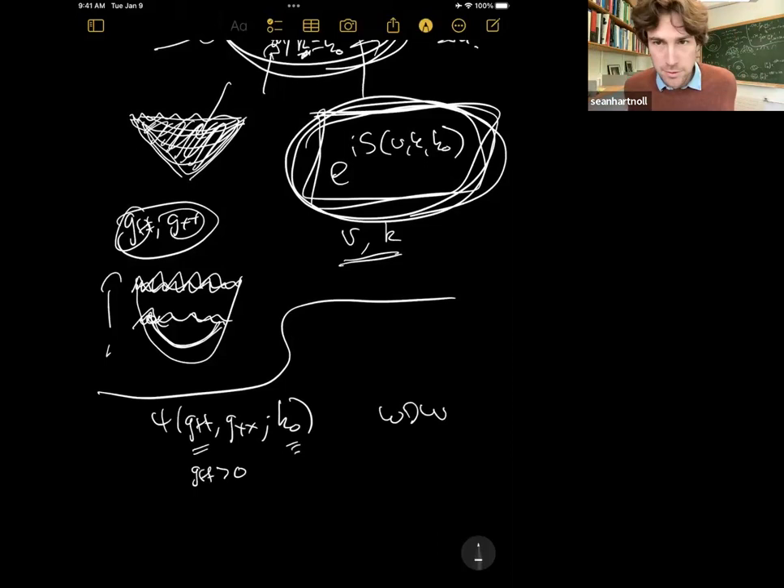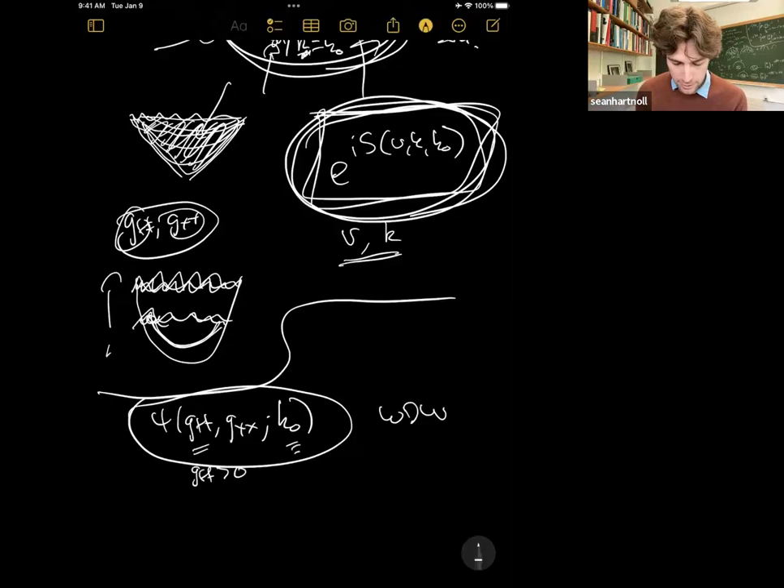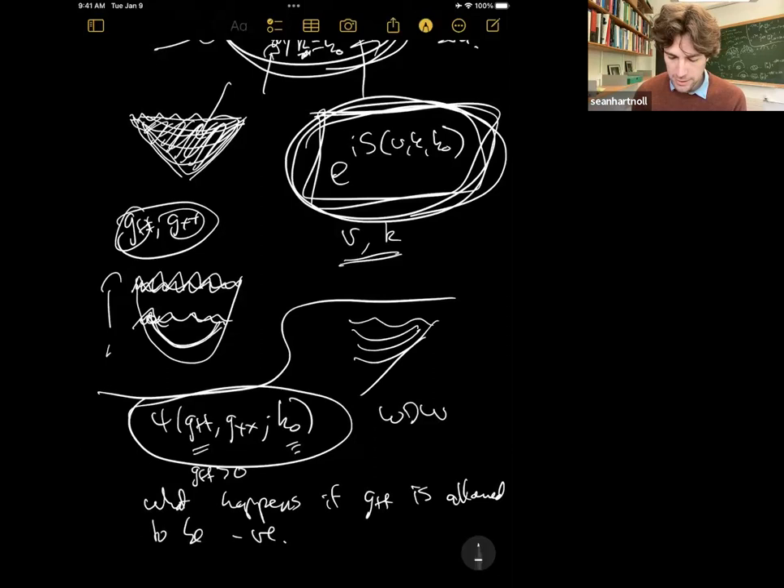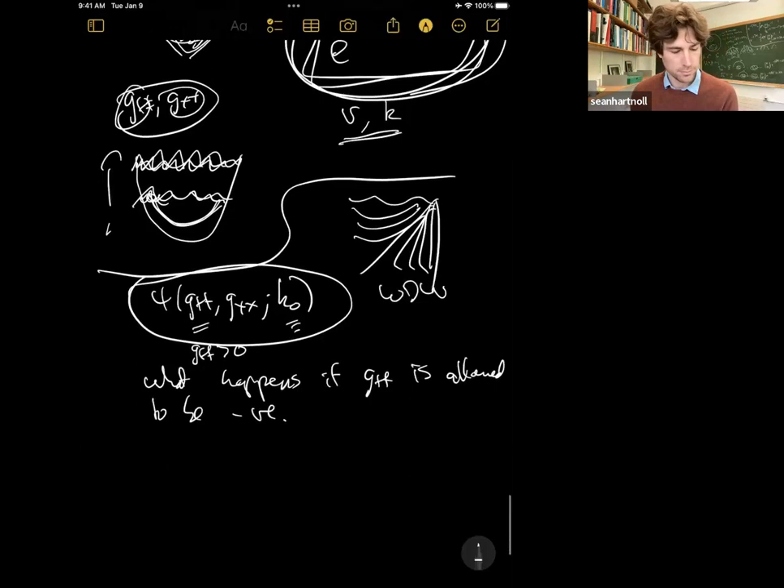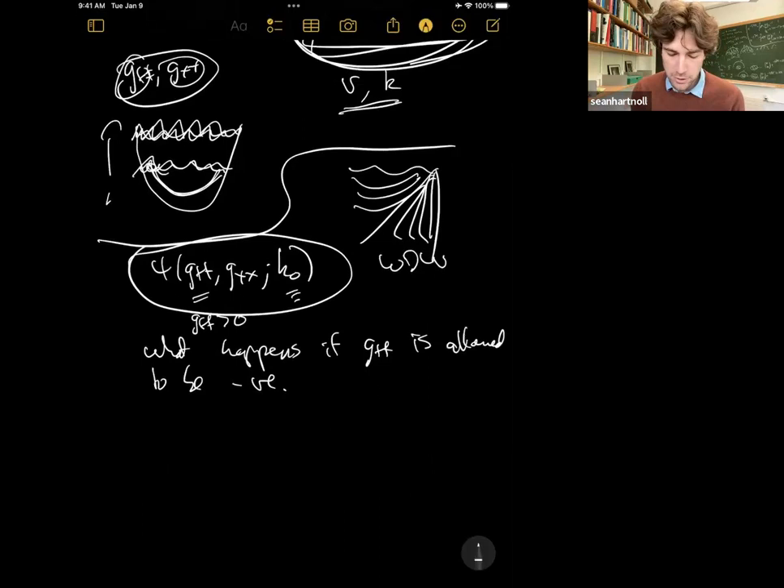So the question about going through the horizon is, I'm just going to take this wave function. It's completely explicit, and it's linear in GTT. It's e to the i, with a trivial dependence on GTT. So what happens if GTT is allowed to be negative? What that corresponds to is not just considering these slices, but also considering slices in the exterior where GTT is negative. And in particular, what happens if we then also take GTT to minus infinity? So we're considering slices that are localized near the boundary of AdS.